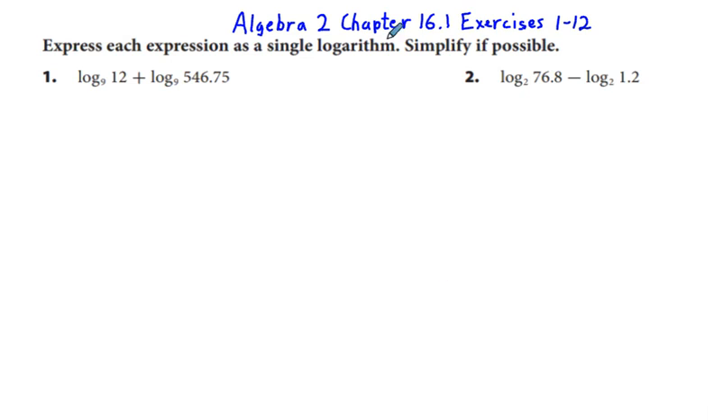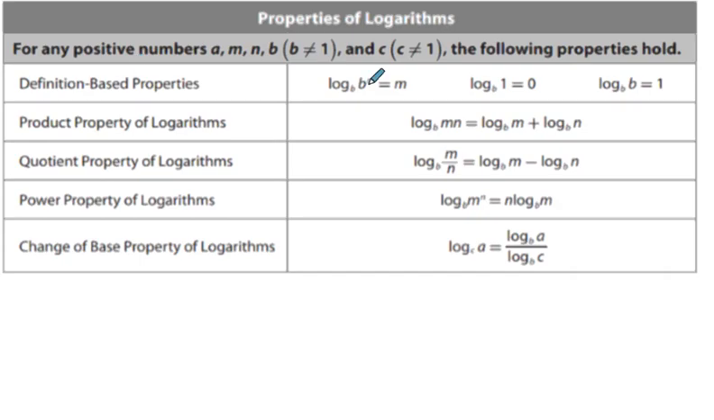Algebra 2, Chapter 16.1, Exercises 1 through 12. Express each expression as a single logarithm. Simplify if possible. We're going to use the rules or the properties from this table, the primary being the product property of logarithms, the quotient property of logarithms, the power property of logarithms, and change of base.